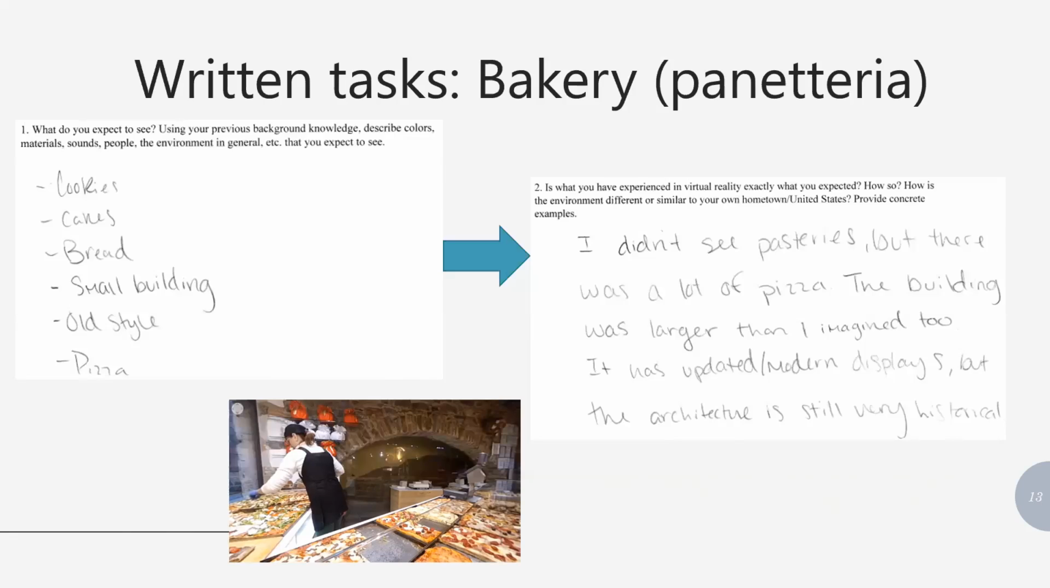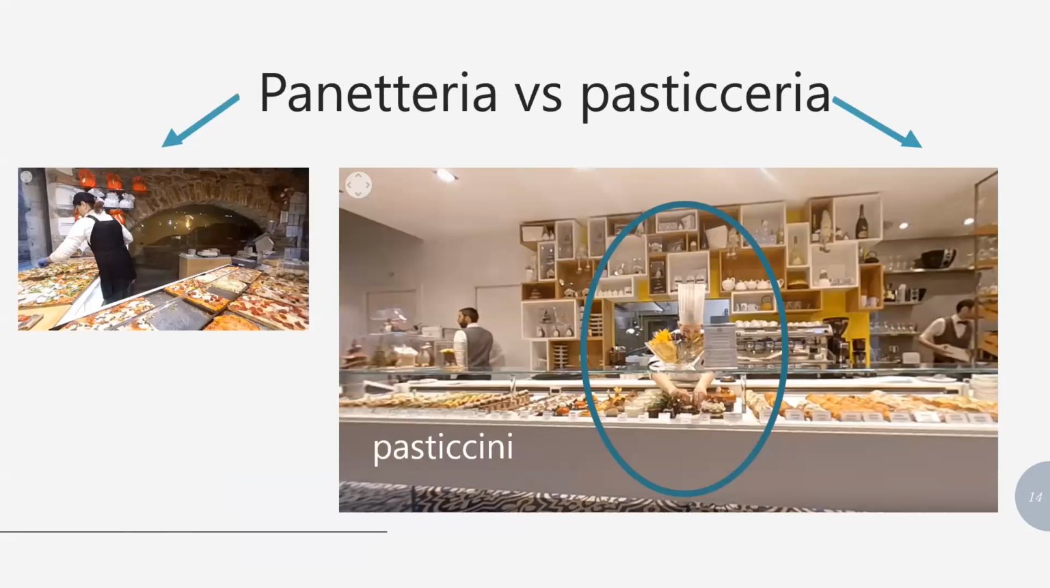So this actually emerged in multiple participants' reflections, and in the teacher-led discussion, students said that they expected to see this white hat pastry chef making all kinds of pastries and desserts. And this is when I told them that, yes, you will find in Italy a pastry chef with a white hat, but most likely not in a panetteria. A pastry chef is typical of a pasticceria, or maybe a coffee shop, where we make pasticcini, which means pastries in English.